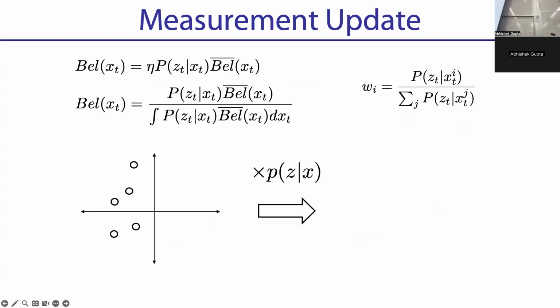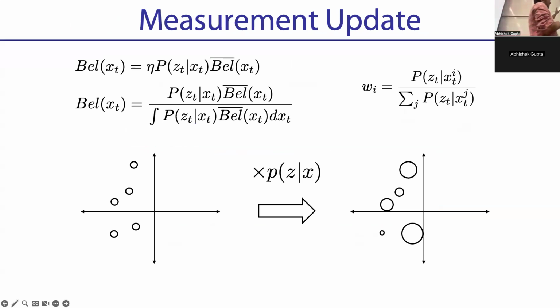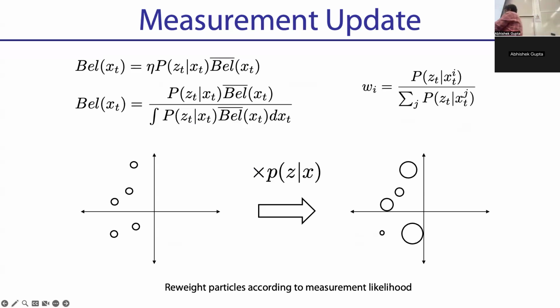The way to think of the measurement step pictorially is, after belief to belief bar, we've got a set of states. Then you multiply the weights, not the states, by P of Z given X and renormalize. Now the size of the circles is the weights. You see that the circle positions didn't move. Circles are in the same exact positions, just the size changed, which means the weights changed. So you just reweigh particles according to the measurement likelihood.